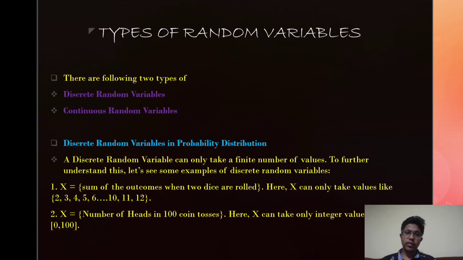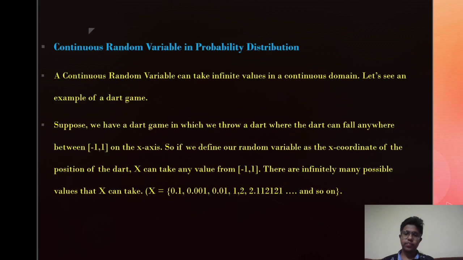Types of random variables. There are two types of random variables, discrete and continuous random variables. A discrete random variable can take only a finite number of values. To further understand this, let's see some examples of discrete random variables. X can only take the values 2, 3, 4, 5, 6, 7, 8, 9, 10, 11, 12. And X is the number of heads in 100 coin tosses. X can take only integer values from 0 to 100.